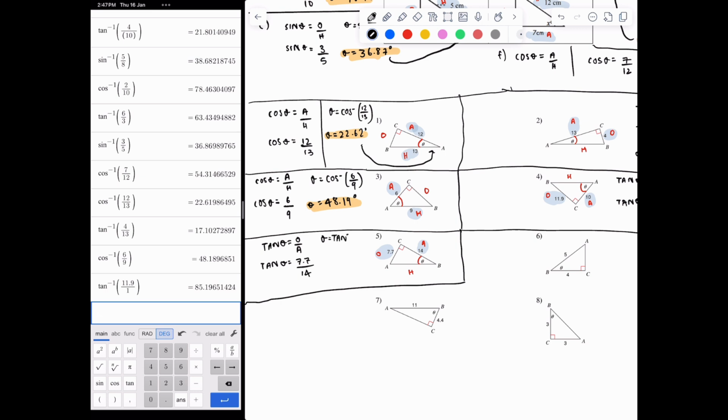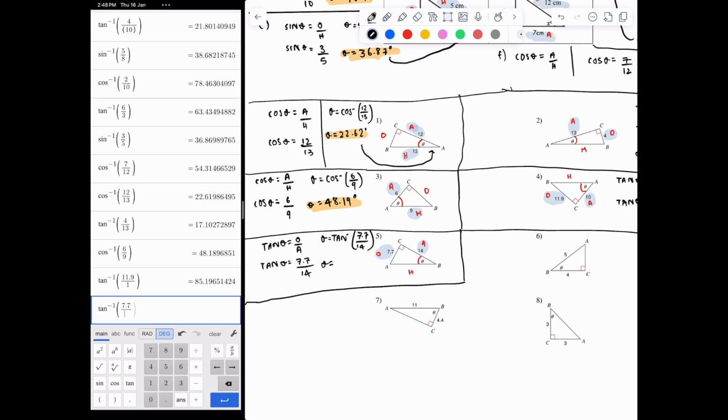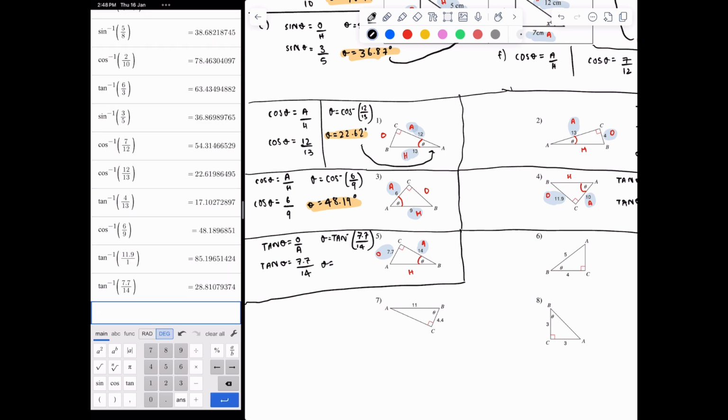So tan theta equals the opposite, which is 7.7, over the adjacent, which is 14. And rearrange to find the theta. So it's going to be inverse tan of 7.7 over 14. Let's hope that I plug this into the calculator correctly. 7.7 over 14. Oh, there we go. That's much better. And that's 28.81 degrees. That was a close one. Thought I was going to muck up again, but we made it.